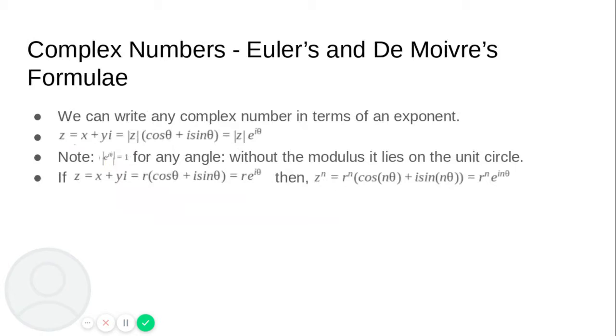And then to translate this into the exponential form, all we do is take r to the nth power and then multiply the argument theta by n.